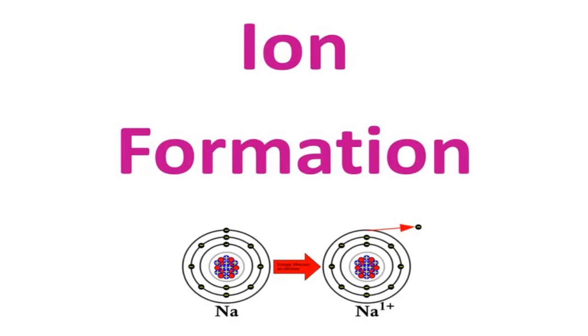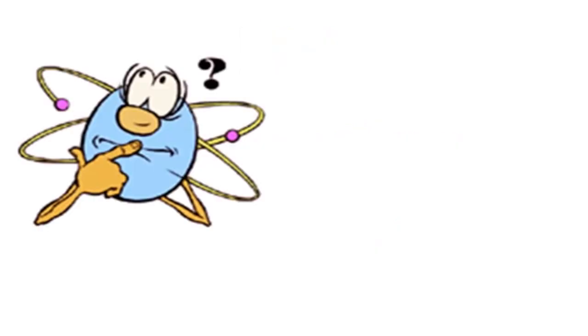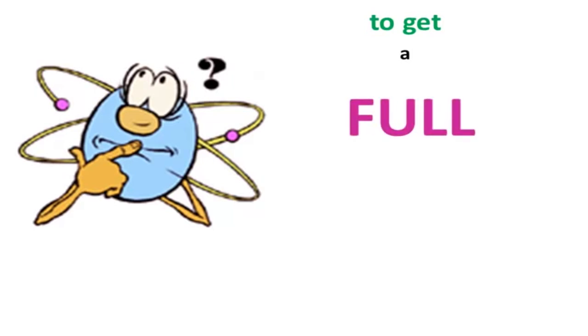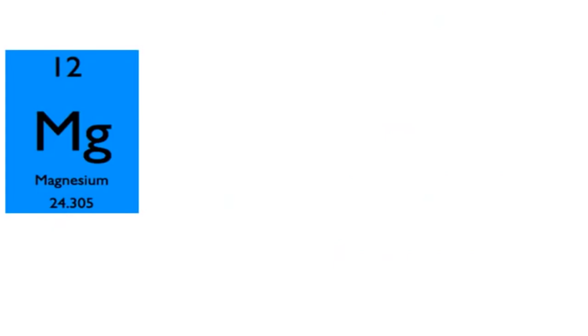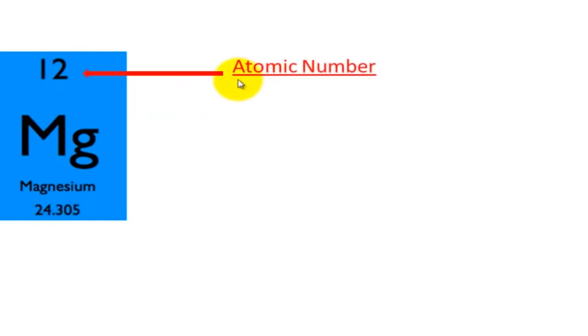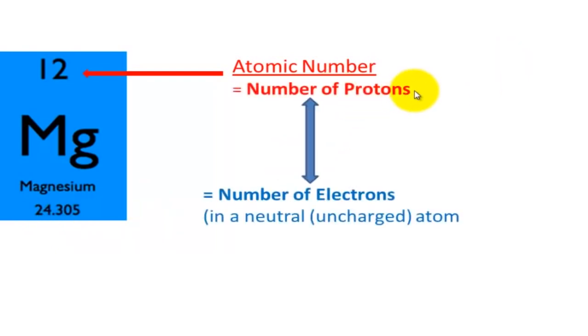So now we want to look at ion formation, and to begin with, let's get a full understanding of outer shell electrons. We have magnesium. Magnesium has an atomic number of 12, and the mass number of magnesium is approximately 24. An atomic number of 12 means that the number of protons is 12. The number of electrons is also 12. Therefore, magnesium is neutral, an uncharged atom. The number of protons is equal to the number of electrons. The proton is positively charged, the electron is negatively charged. When you add these, you get 0.